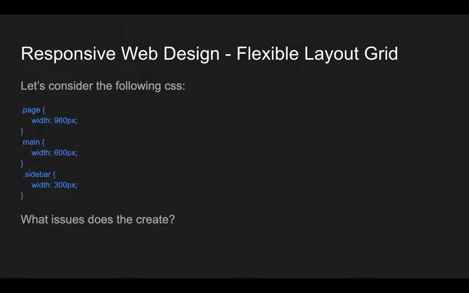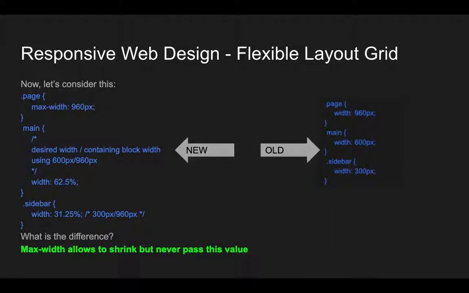It's set to a specified pixel dimension. So we're saying that the page width is 960 pixels, which, by the way, is standard size for a web page. But then we say that the main and the sidebar also have static widths. Okay. Now let's do a little comparison between the old and the new.